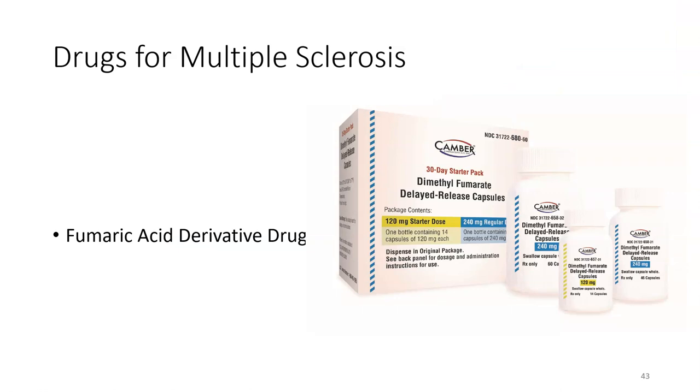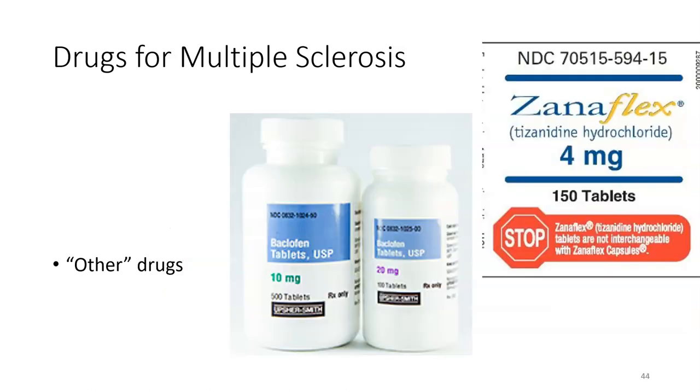The fumaric acid derivative drugs, these have fumarate in them, dimethyl fumarate. These work by having an anti-inflammatory effect. Other drugs that we use to treat multiple sclerosis: muscle spasms are very common, so we use muscle relaxants. So baclofen, Lioresal, gabapentin, we talked about those muscle relaxants in chapter 5, and then tizanidine, Zanaflex. These are very commonly used in treating spasticity associated with MS.